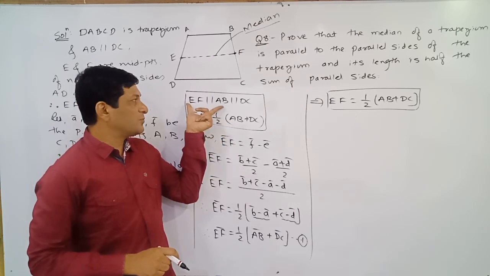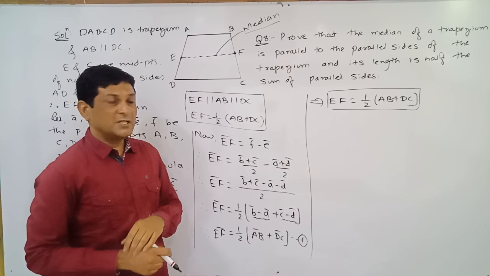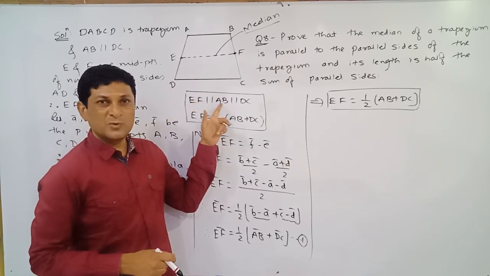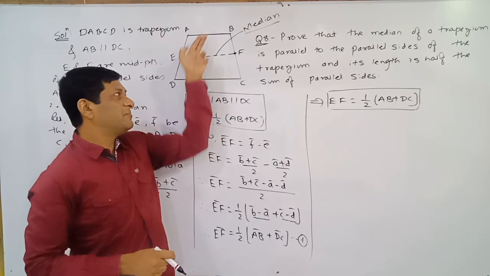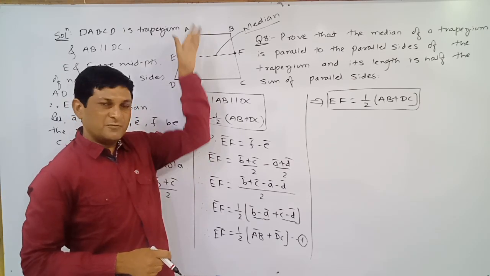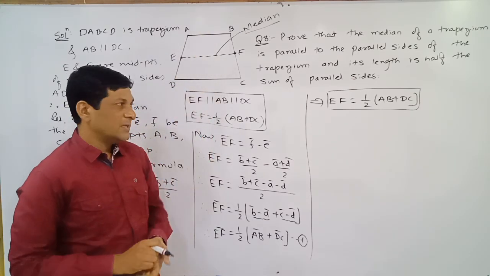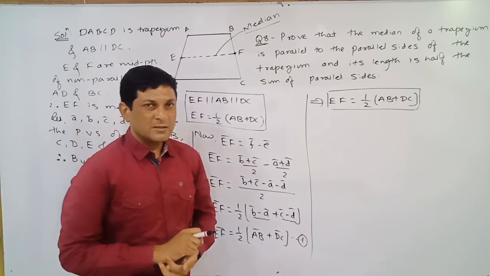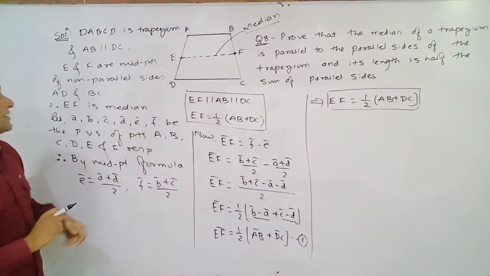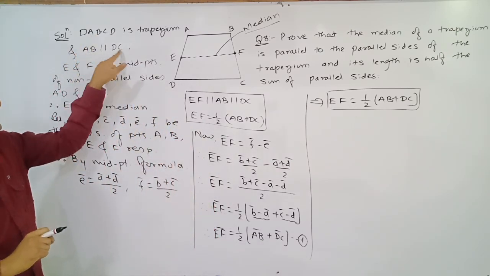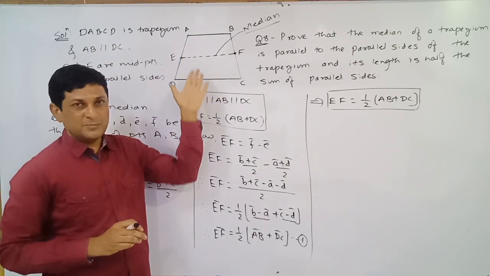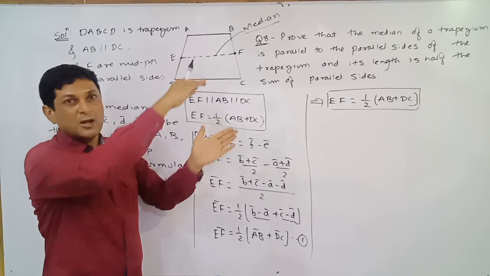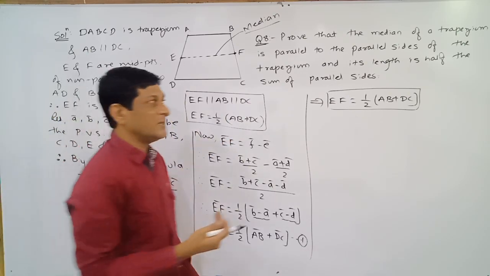Now let us try to prove the second required result. Here we have to show that EF is parallel to AB. If EF is parallel to AB, and already AB is parallel to what? DC, means EF will be parallel to AB and DC. To prove this, again observe the given condition here. In this trapezium, AB is parallel to DC. If two segments are parallel, means vectors along these segments are also what? Parallel to each other.